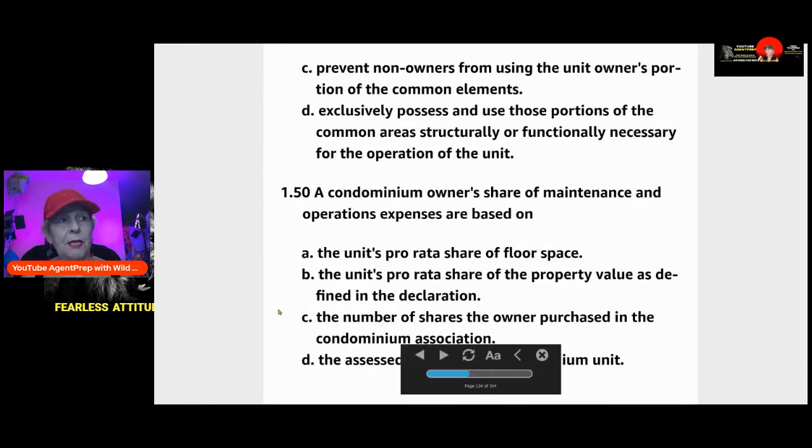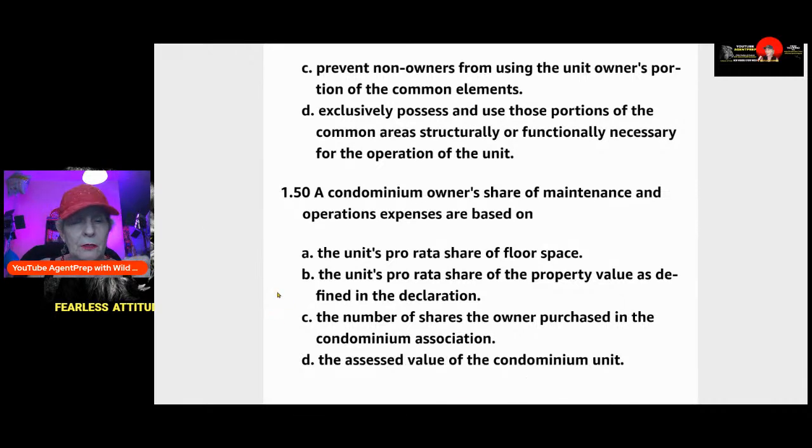The answer is B, the unit's pro rata share, okay, a prorated amount from all the condominiums that they have in there, depending on the size and the value of that unit. In the condominium where I live, it's based on the airspace, okay, the square footage of the unit. Here it says the unit's pro rata share of the property value as defined in the declaration. So some may have it a little bit different. So this could be a percentage of the total value of the condominium subdivision. And others might be just on the square footage of the particular unit.